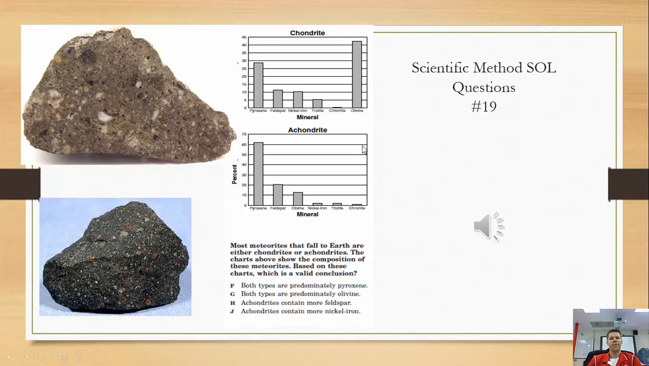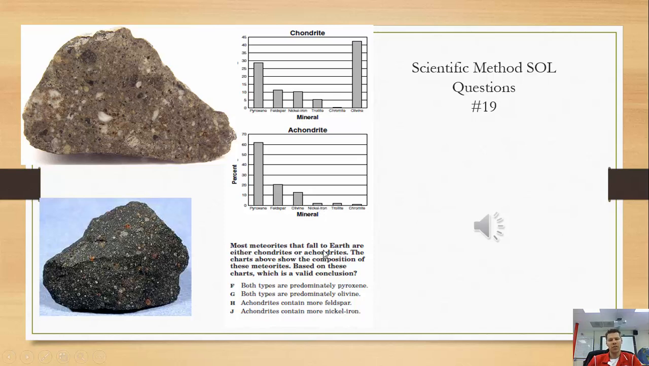We see a chart here that tells us about a chondrite, the minerals that make it up, and an achondrite, the minerals that make that up. Now we notice that both have a lot of pyroxene, but a chondrite contains a lot of olivine. They both have some feldspar. They both have some, well, this one has some nickel, this one doesn't. All right, so let's just find out about the question.